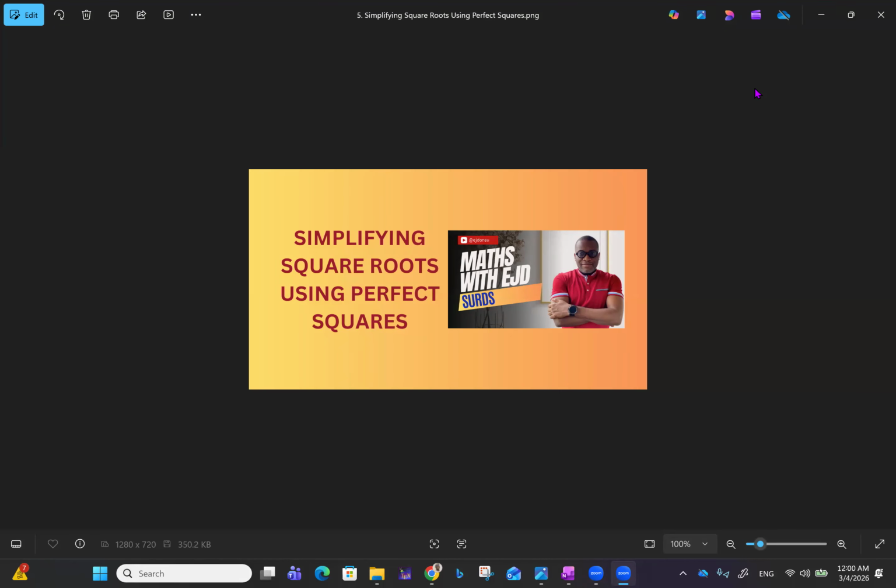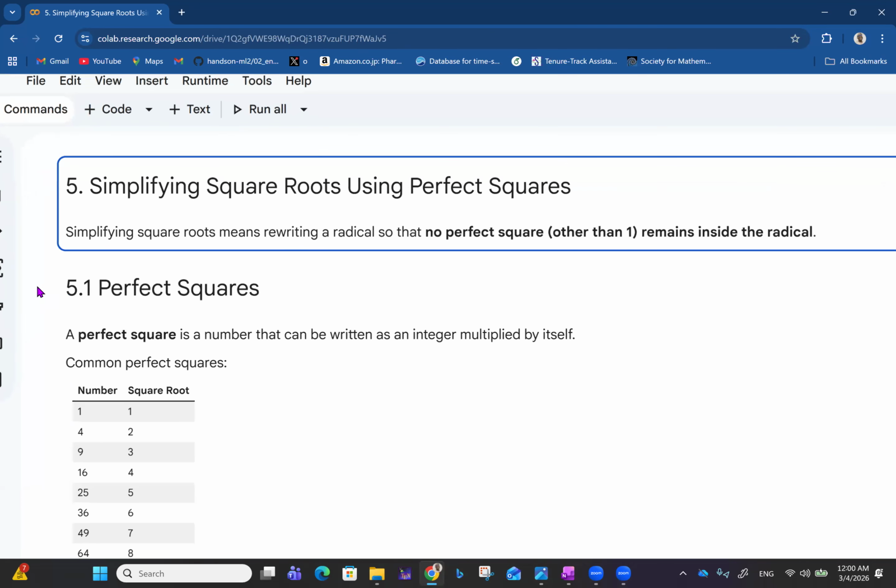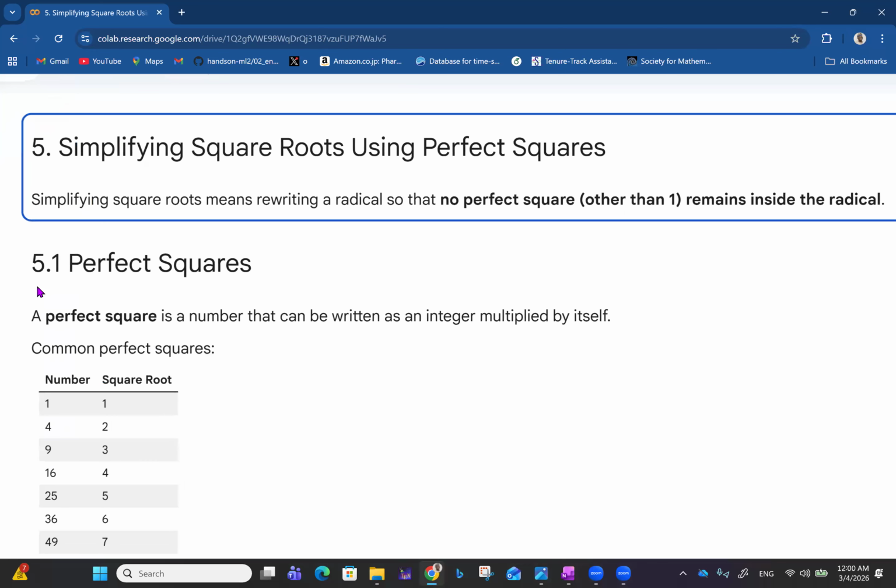Next, we talk about simplifying square roots using perfect squares. We've done this a couple of times, but let's zoom in better with this video. Simplifying square roots means rewriting a radical so that no perfect square other than one remains inside a radical.